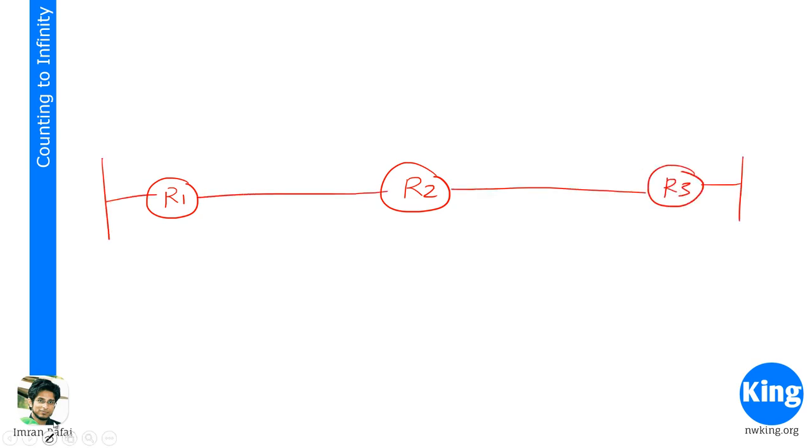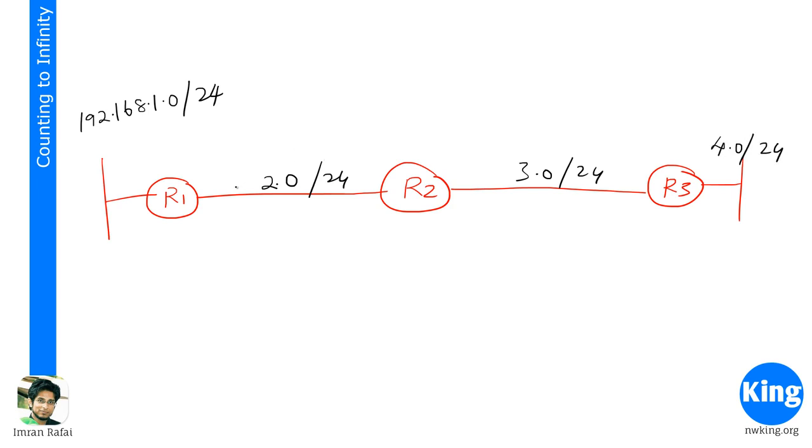Let's assume we have router 1 here, router 2 here, and router 3 here, right? And they're connected. Let's put IP addresses. This is 192.168.1.0/24. This is 2.0/24. This is 3.0/24 and 4.0/24, right? When I say 2.0, it is 192.168.2.0, right? So that is the network we have, and we're only going to look at this one route, 192.168.1.0.